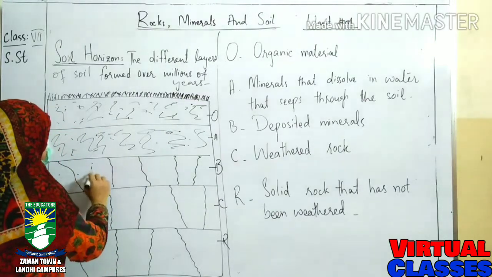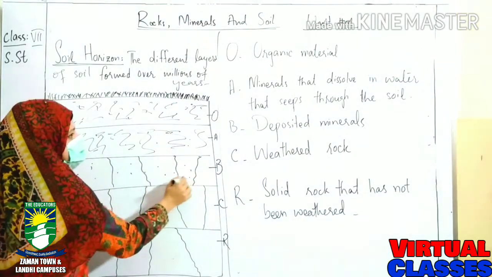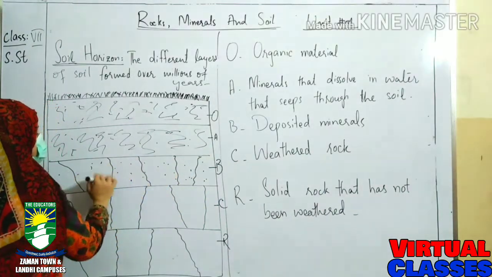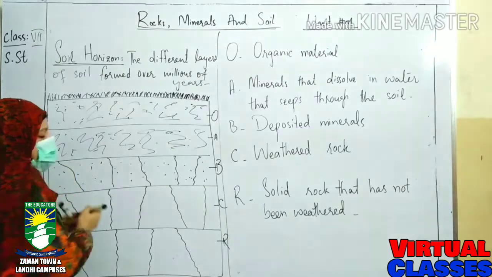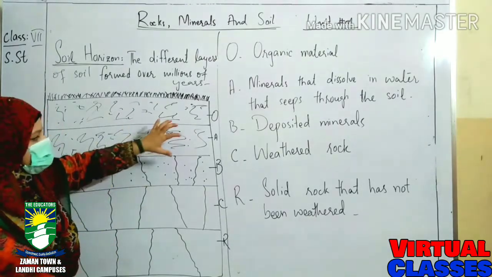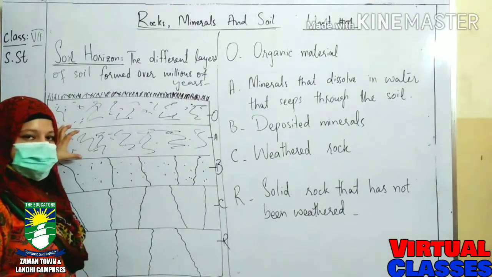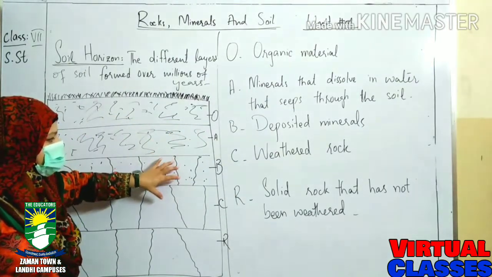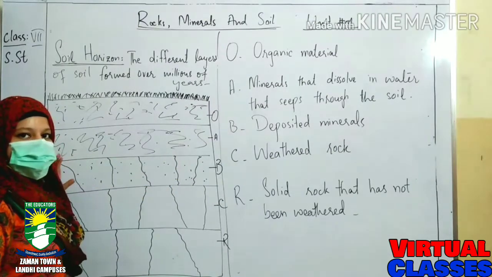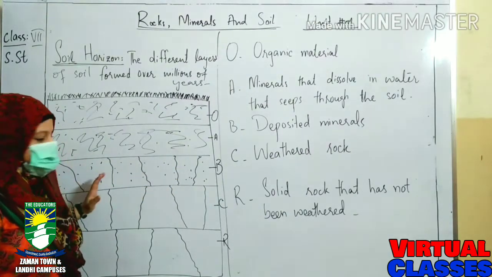The third one is B. Deposited minerals. As a result of heat and sunlight, water evaporates, but the minerals penetrate deep down in the ground and they stay in the third layer, that is B.